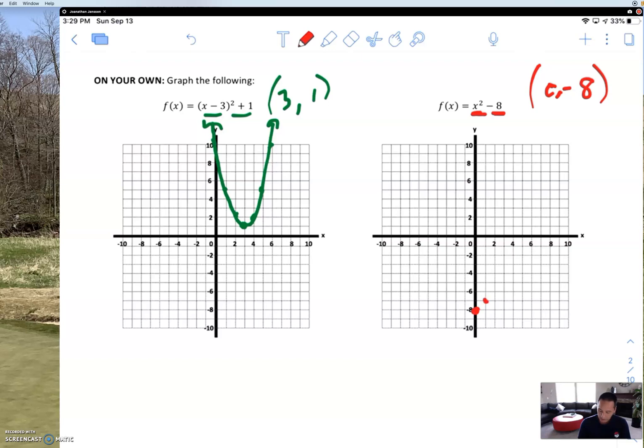And again, over 1, up 1, over 2, up 4, over 3, up 9, back on the other side. You could also check your answer with Desmos anytime, but this would be your parabola that was shifted down by 8 units.